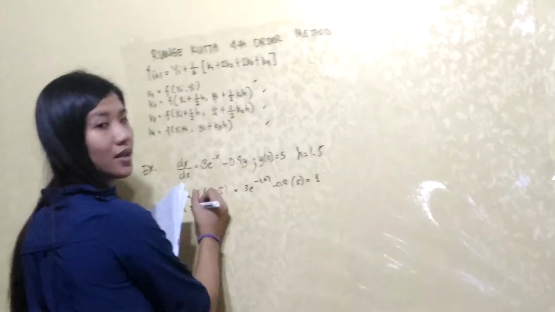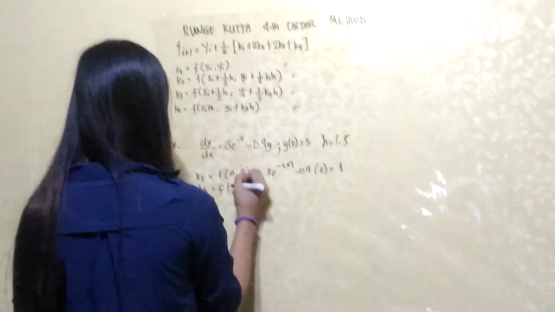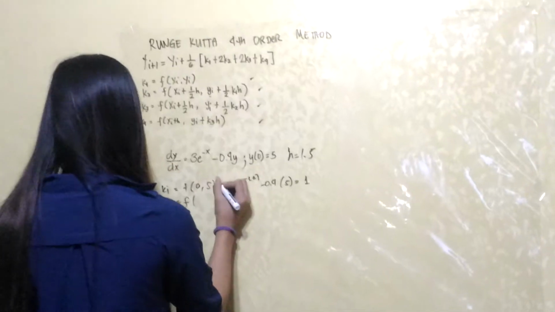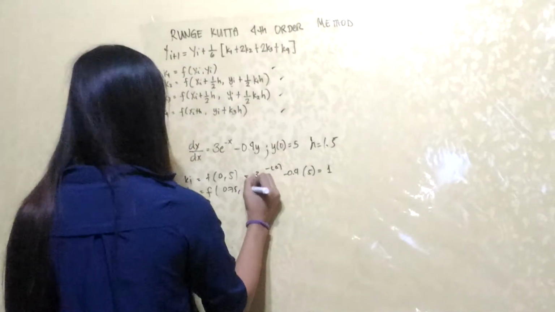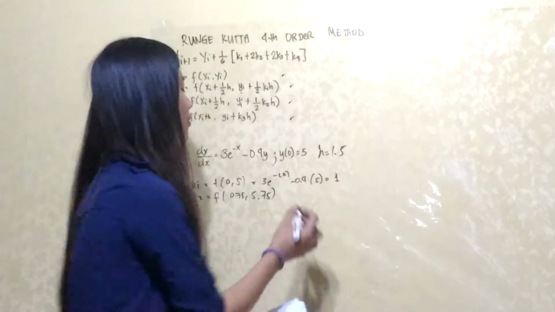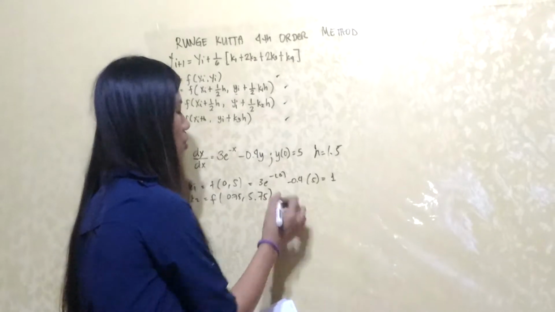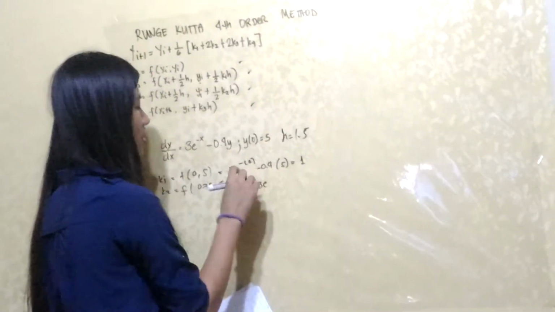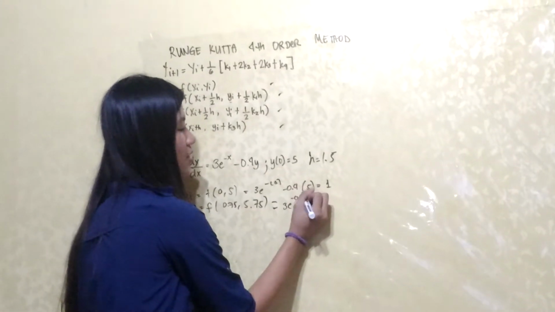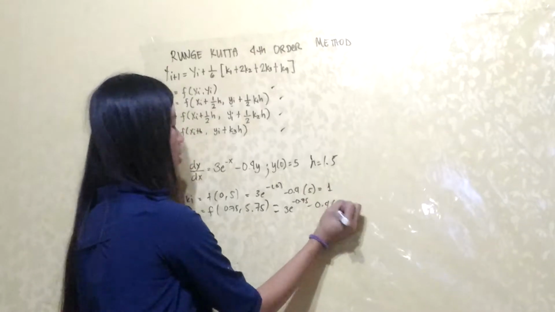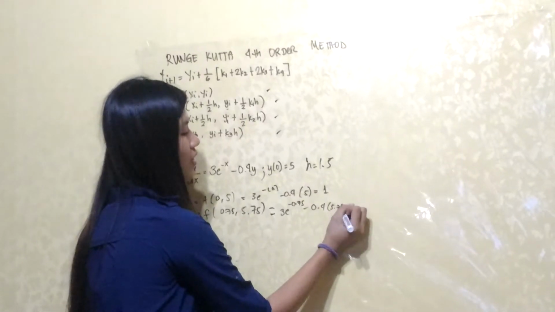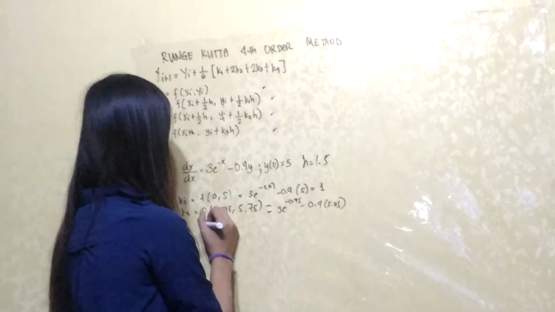For k2, that would be the function of 0.75 and 5.75. I've already calculated this, I'm just writing it down for you to know what's happening. So 3e for the x, we will replace 0.75, negative 0.75 here, minus 0.4, and for our y, that would be 5.75. So for k2, that would result in negative 0.8829.